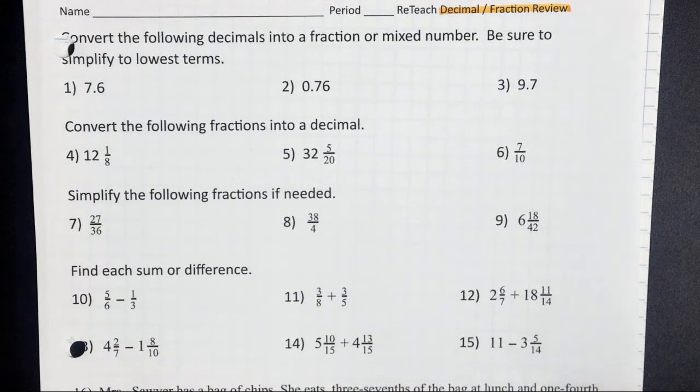So we are doing our study guide. This is for decimals and fractions, okay? First section, converting decimals into a fraction or mixed number. How do we do that? Do y'all remember?